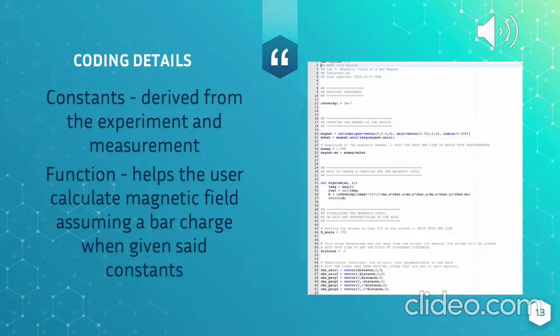This is the first part of my GlowScript code. As you can see, the constants were taken from my initial conditions. And on the right, you can see the function for magnetic field. This allowed me to create the magnetic field assuming a var charge when given set constants. I had to calculate both r magnitude and r hat and plug it into the Biot-Savart equation in order to find the magnetic field.